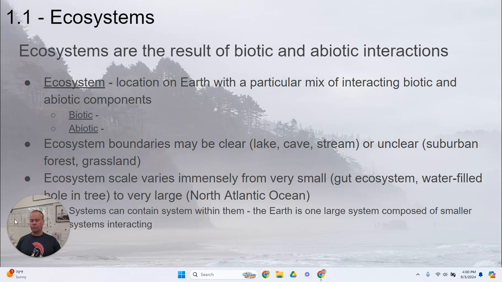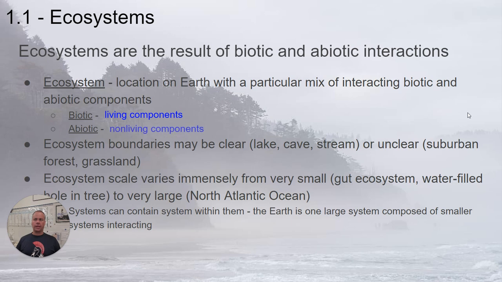They're scaled, some definitions, some different factors that impact ecosystems. So when we think about an ecosystem, by definition it is some location on Earth, in the biosphere, that has some mix of interacting factors, both living factors, which we call biotic factors, as well as abiotic factors, which are non-living components of the ecosystem. And so both of those things interacting, influencing each other, are what make up an ecosystem.